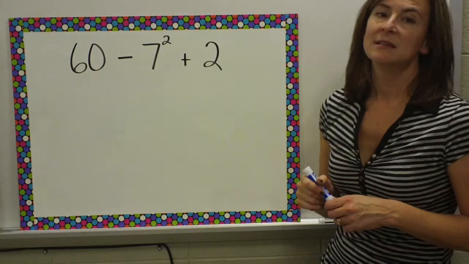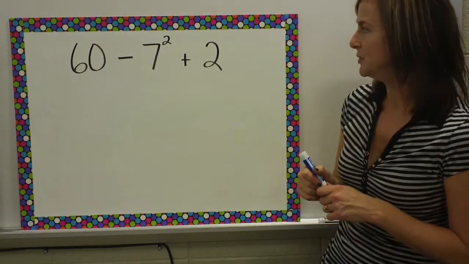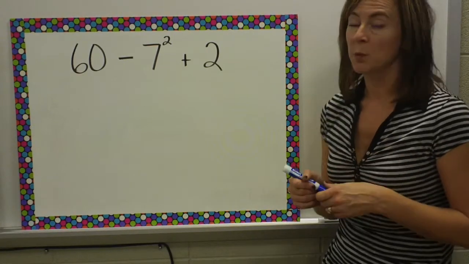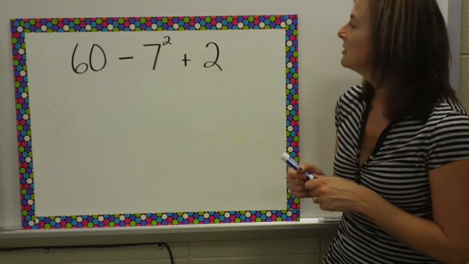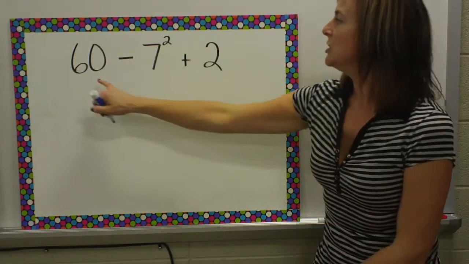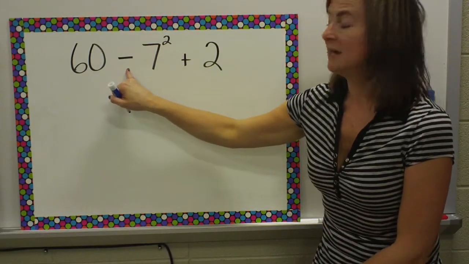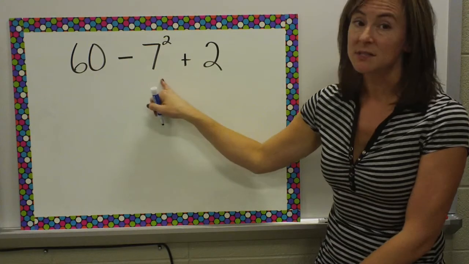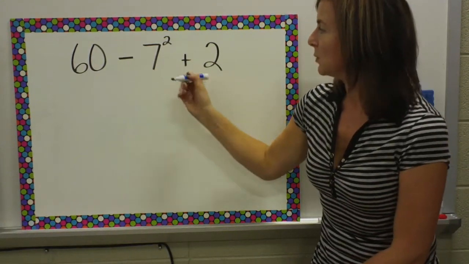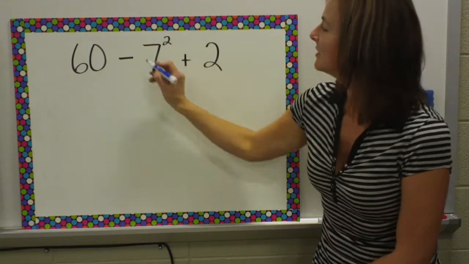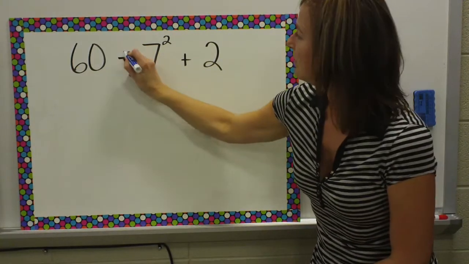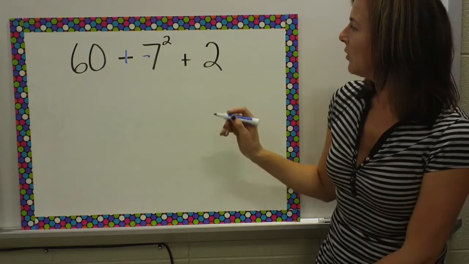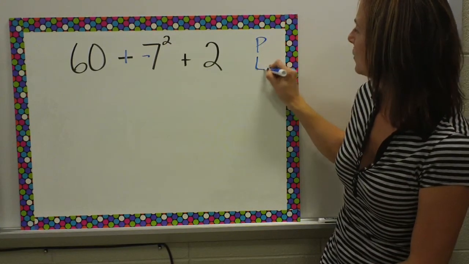60 minus 7 squared plus 2. So what I'm going to do is, step 1, rewrite any subtraction and add the opposite. So I have 60 minus 7 squared. So I'm going to rewrite that so that I have a negative 7. Keep, flip, change. Now I'm going to go ahead and look at my order of operations.